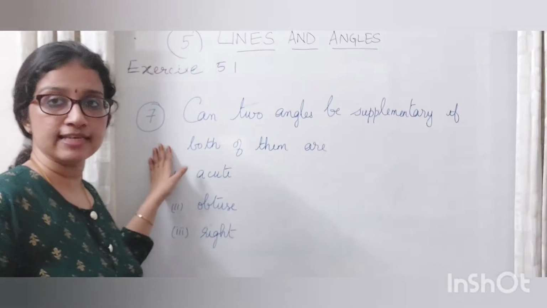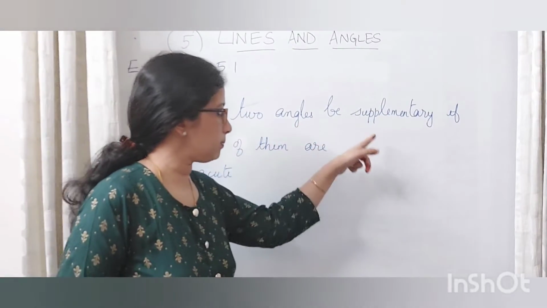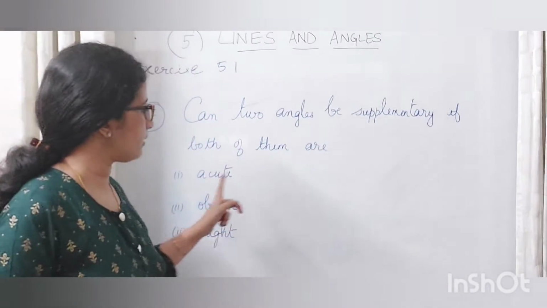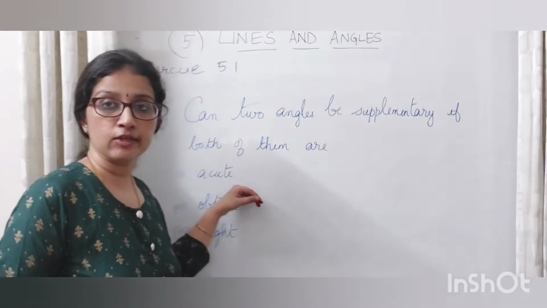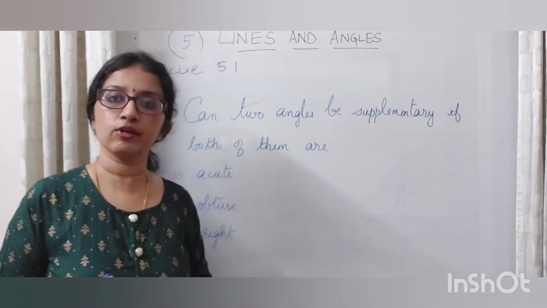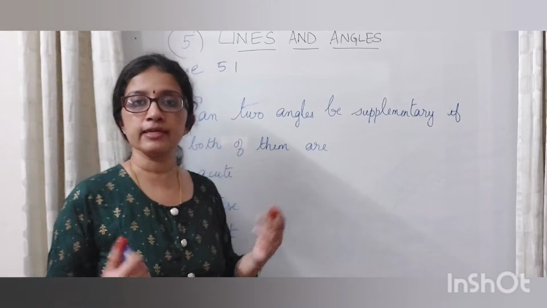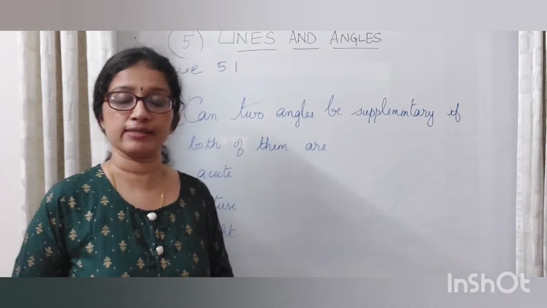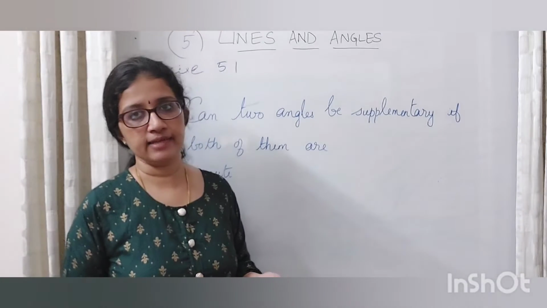Now let's move on to the seventh question. Okay, what is the seventh question? Can two angles be supplementary if both of them are acute, obtuse and right angle? Okay, so what is acute angle? If an angle is less than 90 degrees, it is called acute angle, right? So let's see, what is the largest acute angle which you can think of? Maximum measurement of acute angle we can think of is 89 degrees, right?